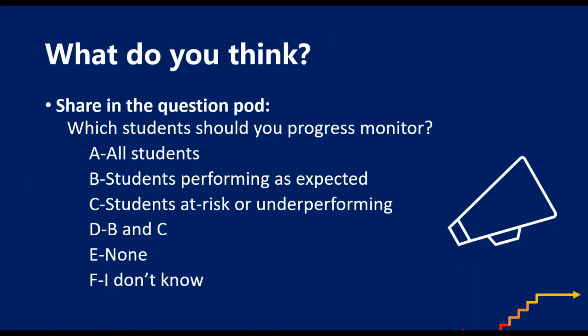So what progress monitoring measures do, it's right there in the name, right? We're monitoring the progress of the student towards their goal. So why don't we do a quick quiz. Go ahead and put in your question and answer pod, your answer to this question. Which students should you progress monitor? A, all students. B, students performing as expected. C, students at risk or underperforming. D, B and C. E, none, or F, you don't know.